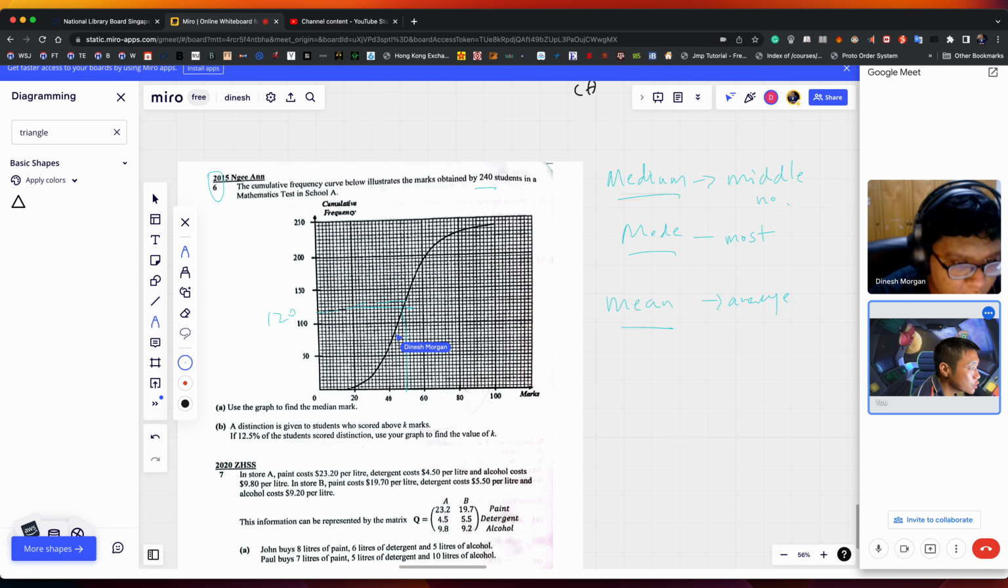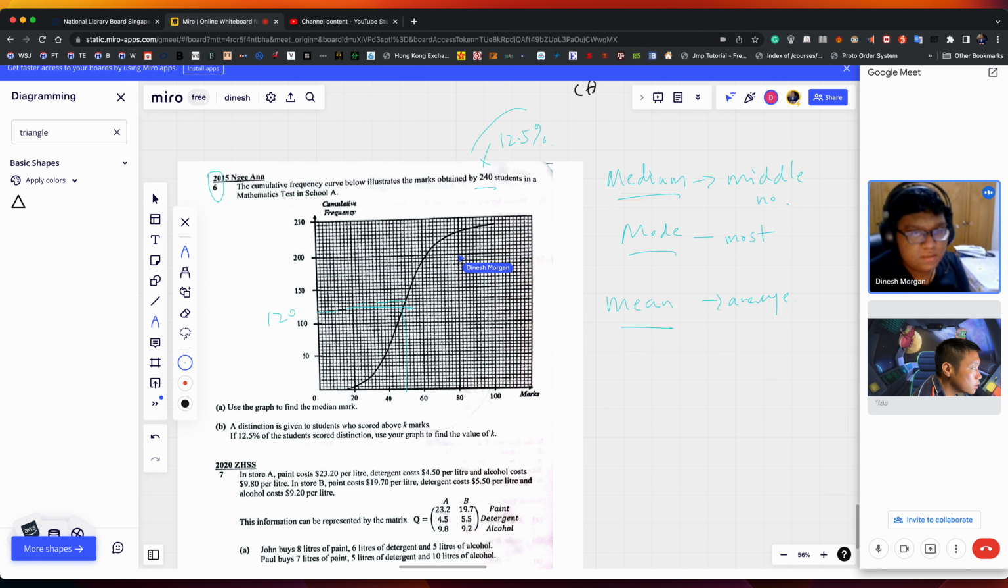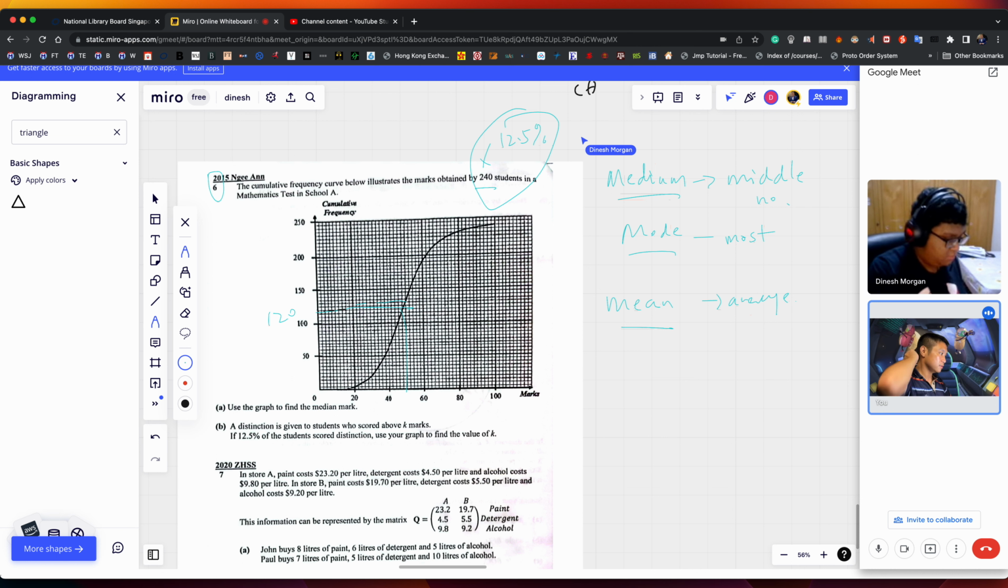Okay, the approach is this. Next, a distinction is given to students who score above K marks. So it's just 240 times the 12.5%, right? Then from the top, you go and find K. So you have this number. Can you tell me the number? 240 times 12.5%.